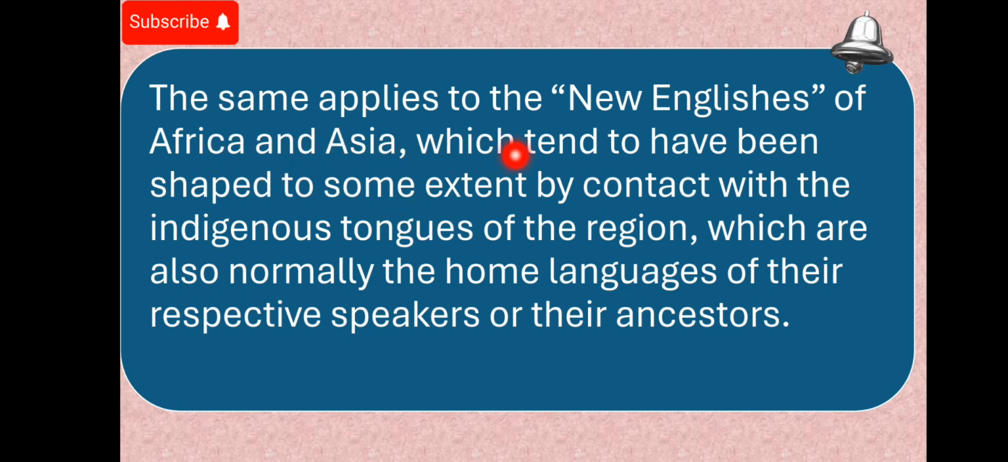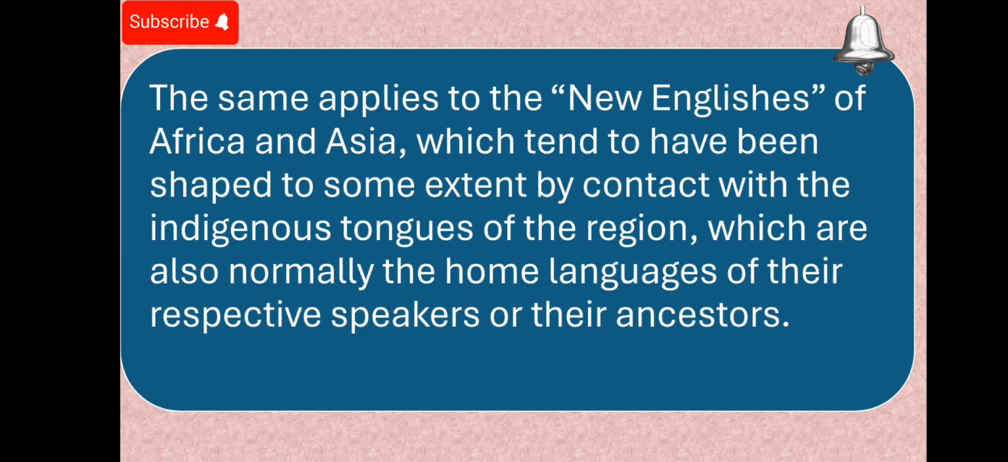The same applies to the new Englishes of Africa and Asia, which tend to have been shaped to some extent by contact with the indigenous tongues of the region, which are also normally the home languages of their respective speakers or their ancestors. Right? So if you notice the new Englishes in Africa and Asia, in Pakistan, in India, in Singapore, Asian countries as well as in Africa, they tend to have been shaped to some extent by contact with the indigenous tongues of the region.